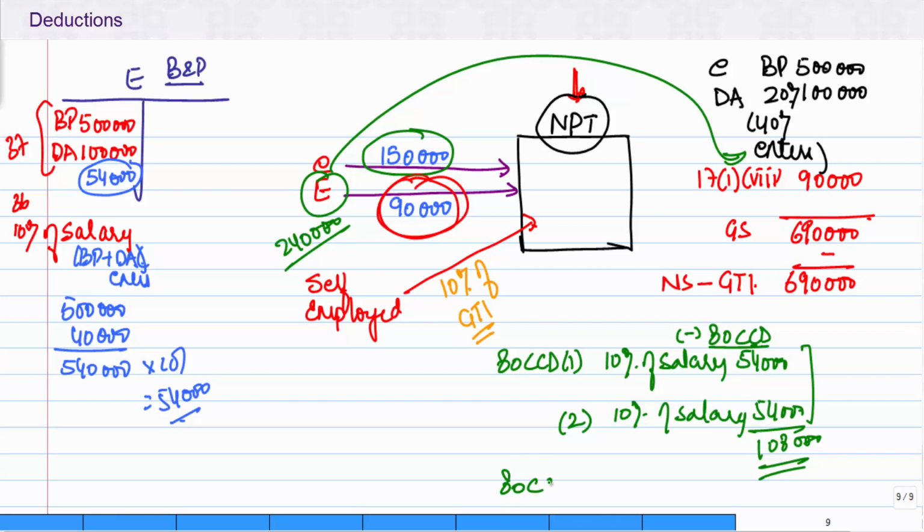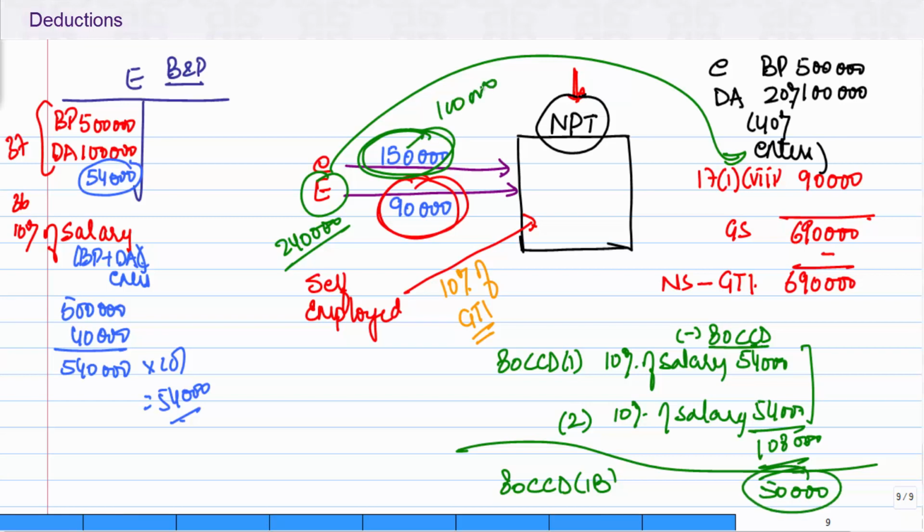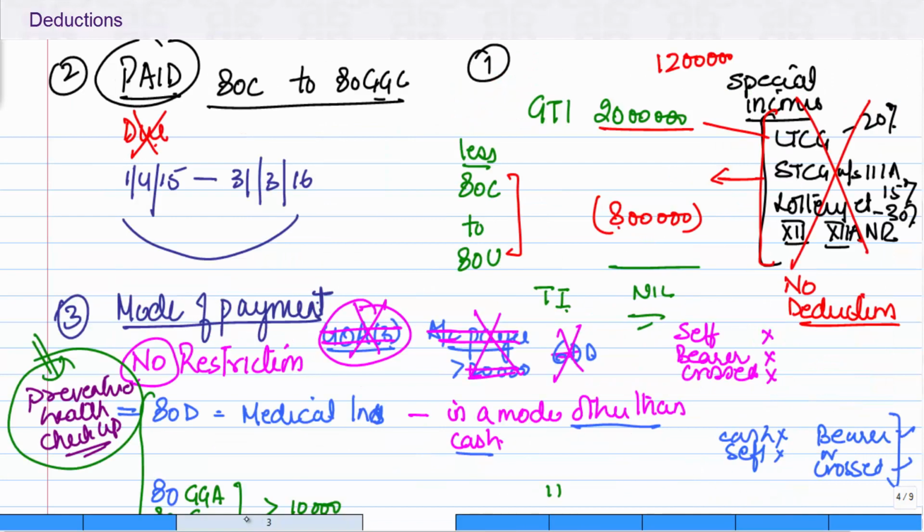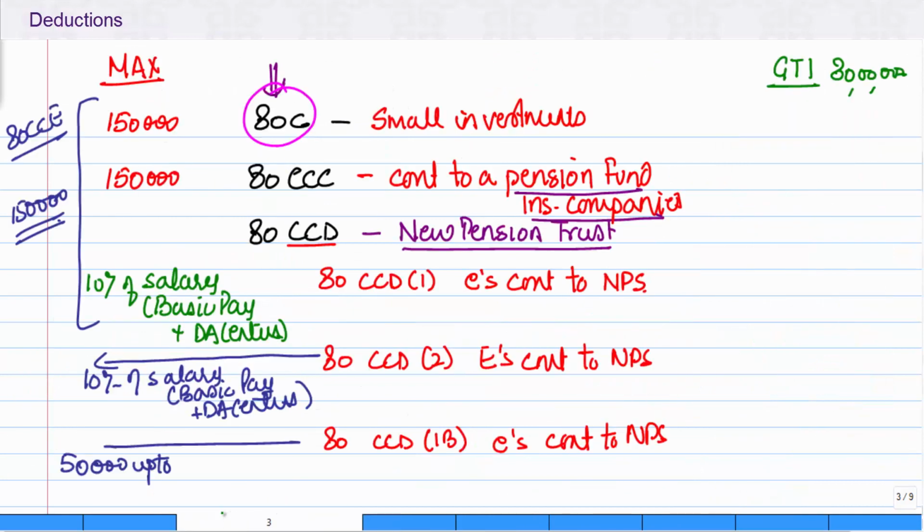So 80CCD(1B), he says over and above, I give you a deduction of 50,000 up to. So which actually means out of 150, if I claim 50 here, then I'm left with 1 lakh, which will be subject to a maximum of 54,000. So in effect, I will get now 54,000 here, 54,000 here, and another 50,000 here, thereby increasing my deduction and allowing the employee to invest more than 10% of his salary in the pension fund as well. But to absolutely understand the restrictions being placed, we have to now go and understand this.